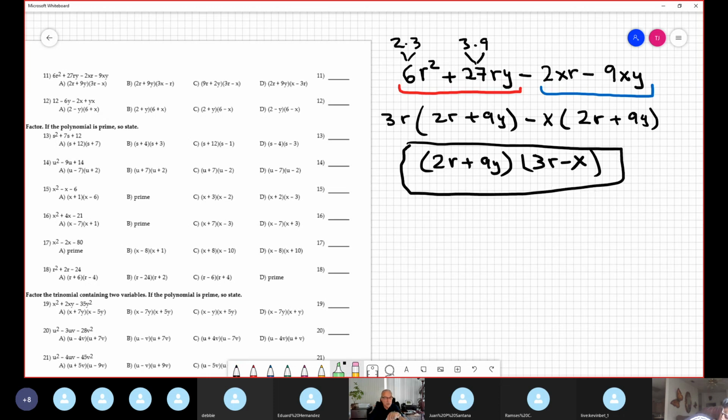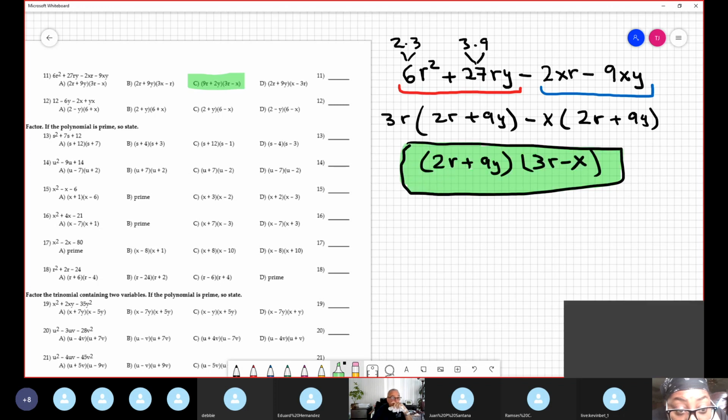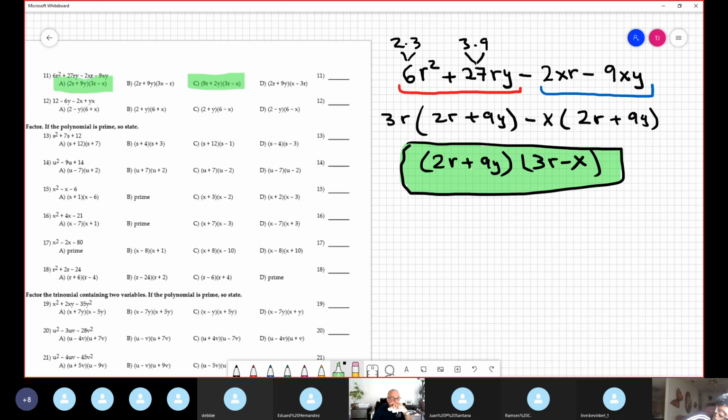Okay, help me to select what is the correct option. 2r plus 9y, 3r minus x. Should be this or not? I guess so, right? Do I select correct or incorrect? I say, wow. Yes, you're right. You're right. This is wrong. Thank you. Okay.